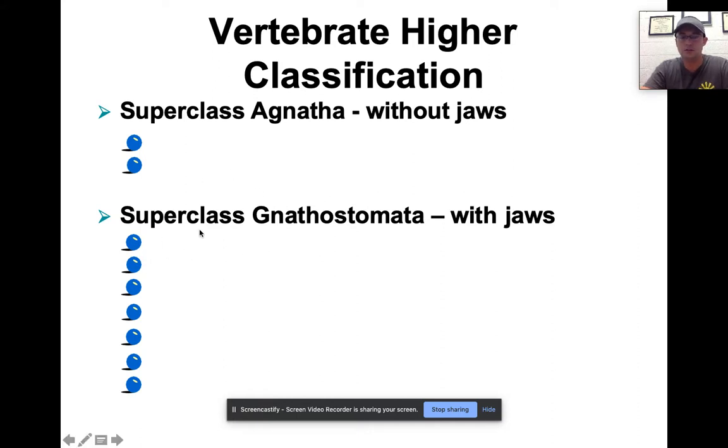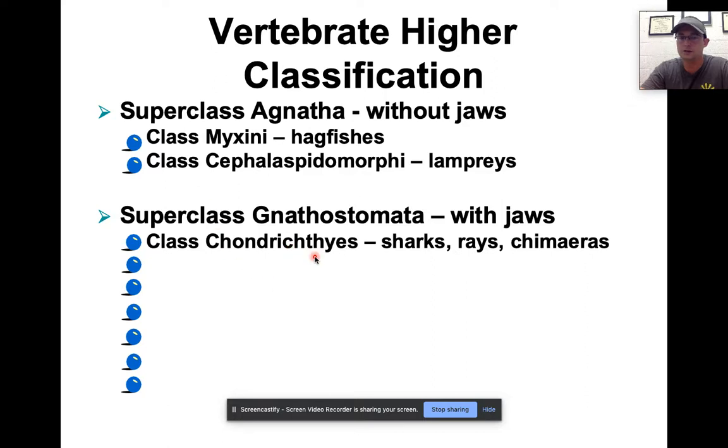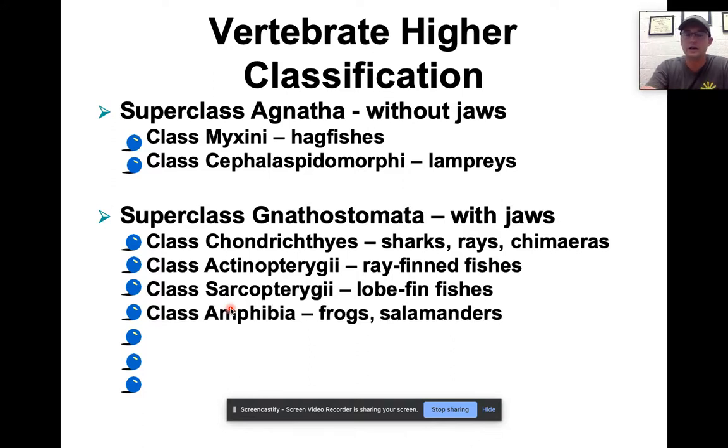In our last video series, we talked about the superclass Agnathans with the class Myxini, the hagfish, and the class Cephalaspidomorphi with the lampreys. Now we're moving on to the superclass, which we're probably more comfortable with. These three classes today: the Chondrichthyes, the sharks, rays, and chimeras; Actinopterygii, the ray-finned fish; and Sarcopterygii, the lobe-finned fish. There's also Osteichthyes, which is basically just classified as bony. We'll talk about those in our last video series.